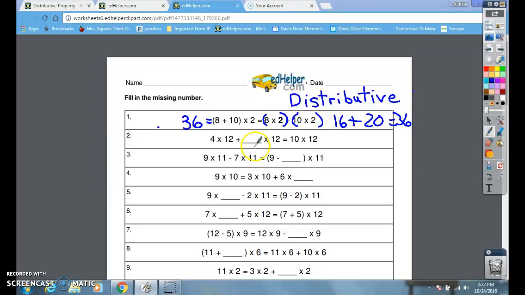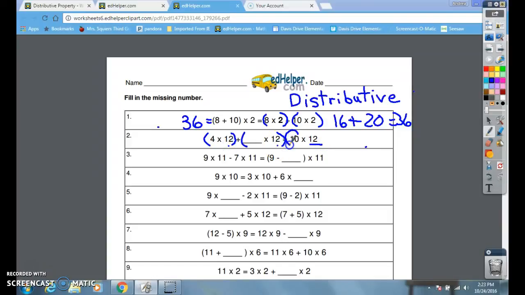The unknown is right here. So I have 4 times 12 plus what times 12 equals 10 times 12. Very confusing. But what I like to do is add my parentheses around 4 times 12. And then I need to know what the unknown is over here for unknown times 12. The 12 is on the right side of the equal sign. They've put the 12 here and here.